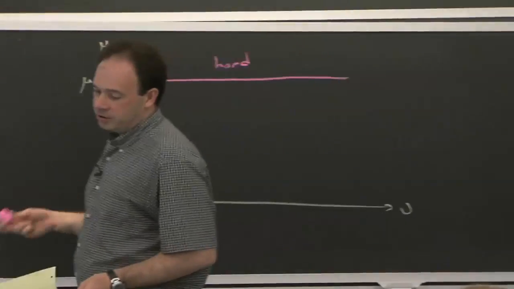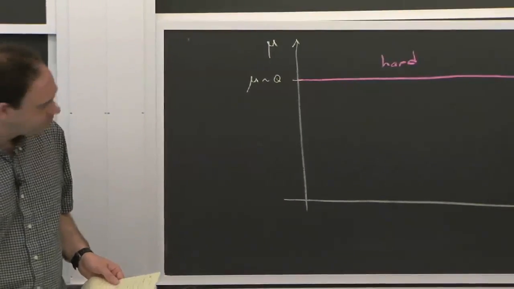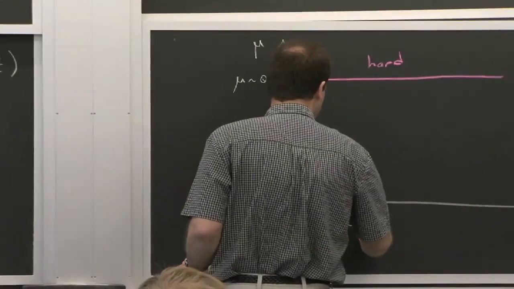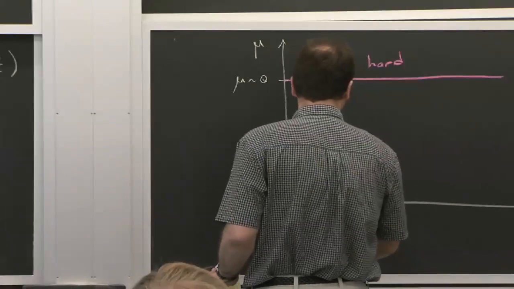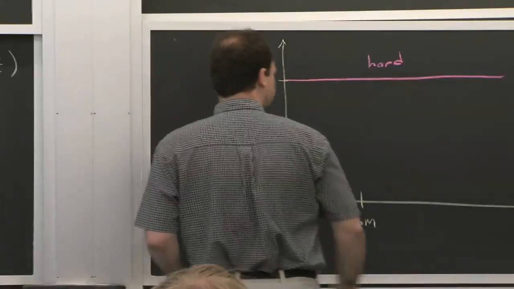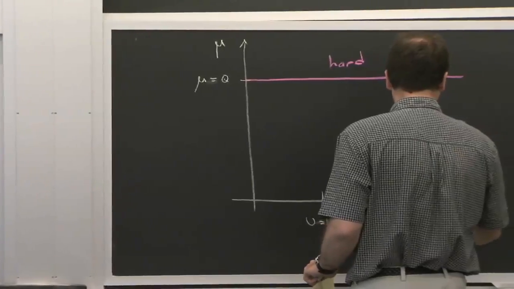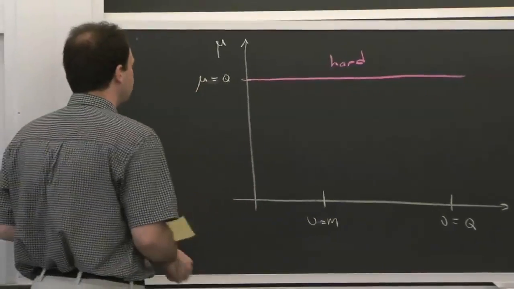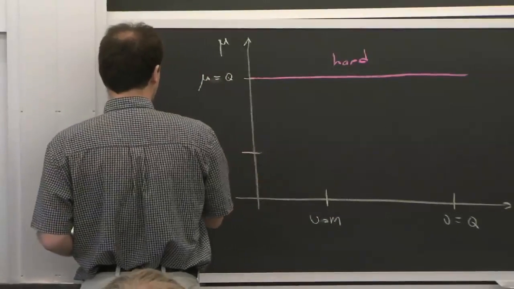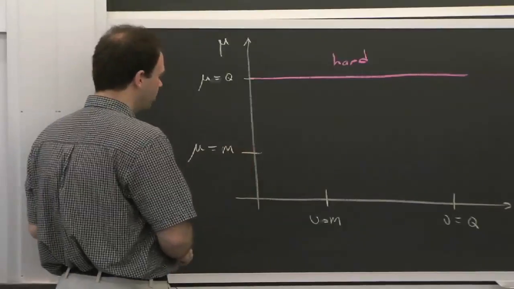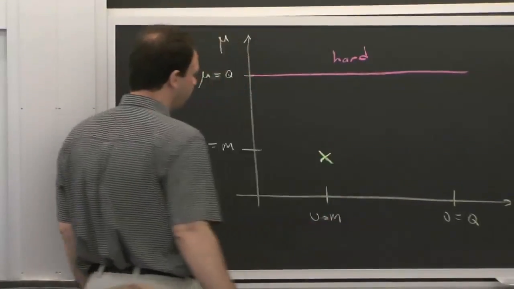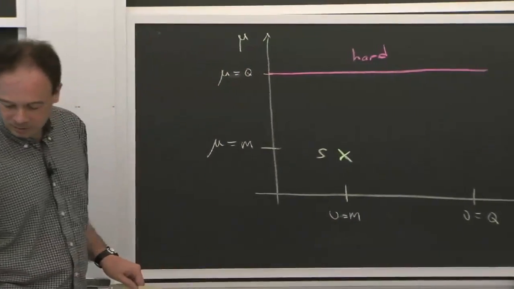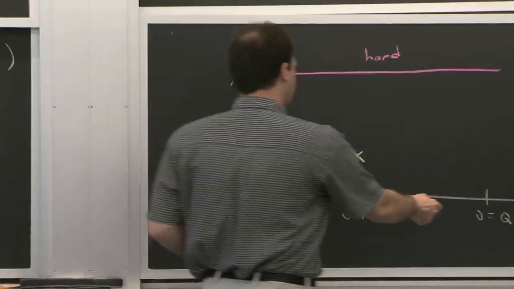But the other modes, we could put a dot associated with each one of them. So mu equals q, and then we need to have a low energy mu scale, mu equals m. So the soft modes are going to live at mu equals m, nu equals m. And then the collinear modes are going to live over here.